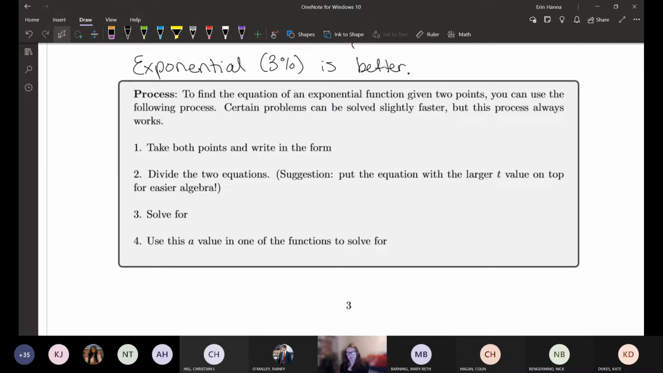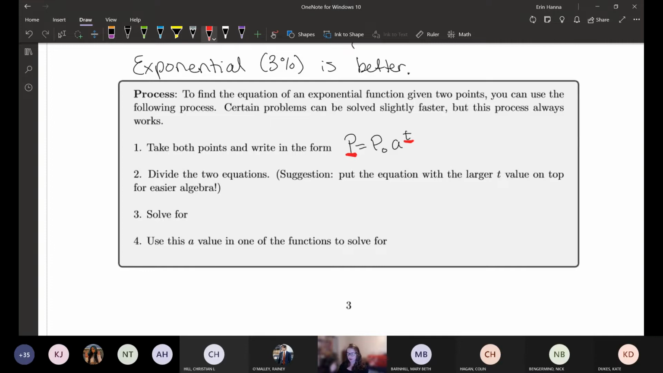So the first thing you're going to do is take both points and write them in the form P equals P naught a to the t. You're essentially going to put them into the function format that we want them to have. Now note that the things you're actually plugging in are the P value in the front and the t value in the exponent, and the thing that's actually solved for. The P naught and the a are the things we're going to need to find, and that's what this process is going to do.